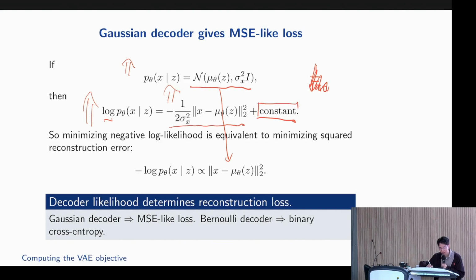But here, this term is not a function of theta. So we're just going to drop everything here because it's useless, and take this component here. So for a Gaussian model, it's going to be equivalent to minimizing the MSE loss. For a Bernoulli decoder, it's going to be equivalent to minimizing the binary cross entropy loss. So I think this is going to be your homework.